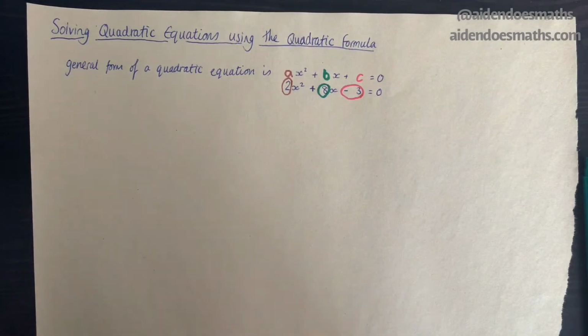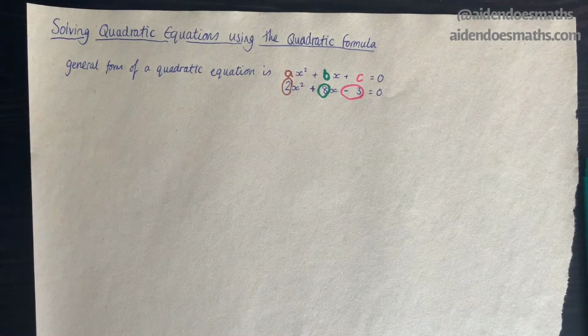Just as a note, these are called coefficients. So the a in front of the x squared is the coefficient of x squared. The b would be the coefficient of x. The c, however, is just called a constant. So it's not any coefficient, it's a constant.